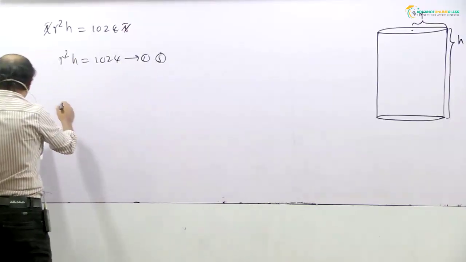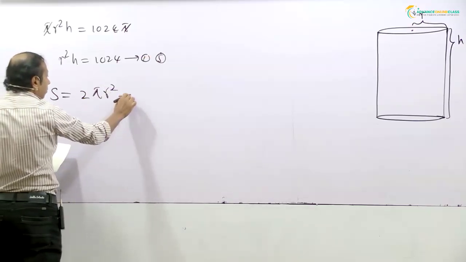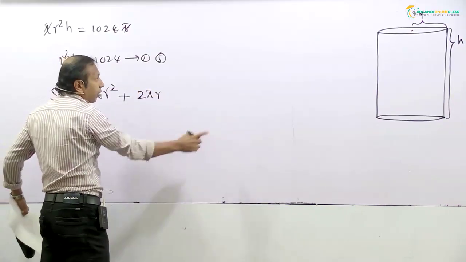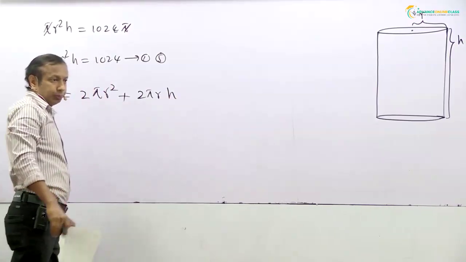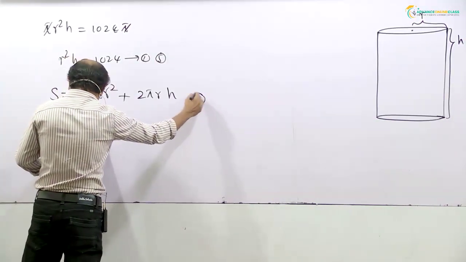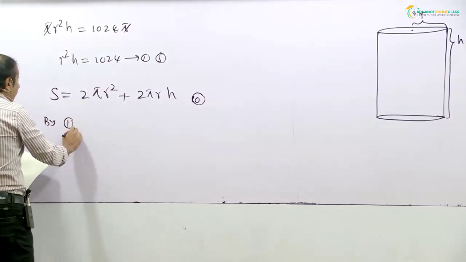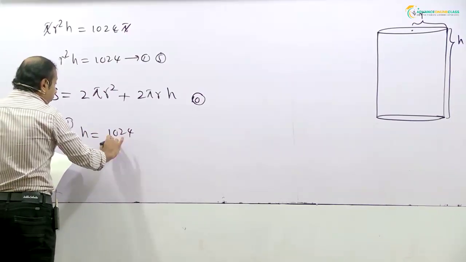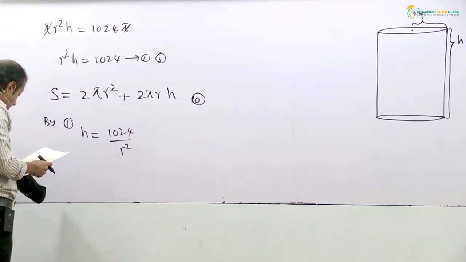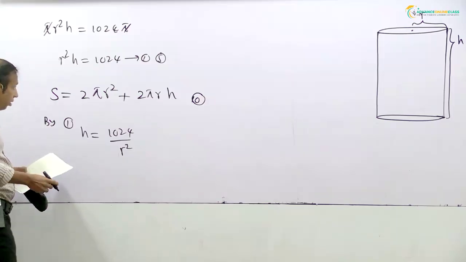S equals pi r squared is the bottom. Top also like that too. The length of the rectangle is 2 pi r. Height is h. Okay, right. Here 10 marks you get. By 1, we can write h equals 1024 divided by r squared. Put that where? Here.